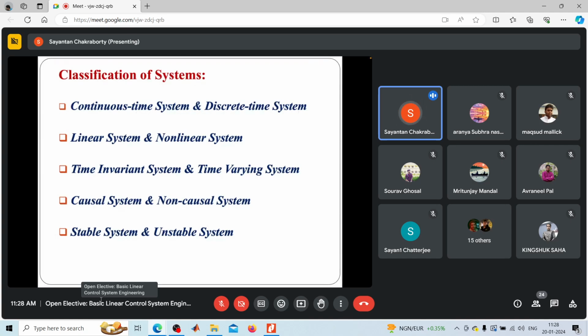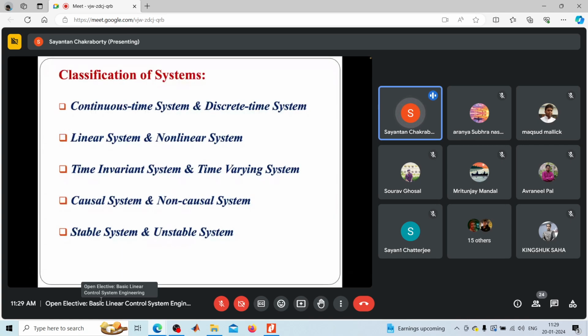But if a system, given an excitation, never comes to an equilibrium point, then it's an unstable system. Or given a bounded excitation or bounded input, if the system output is not bounded, then you call it an unstable system. So there's a clear distinction, and obviously you can easily apprehend that in all physical systems, what we desire is a stable system. So we need to identify which system is stable and which is unstable.